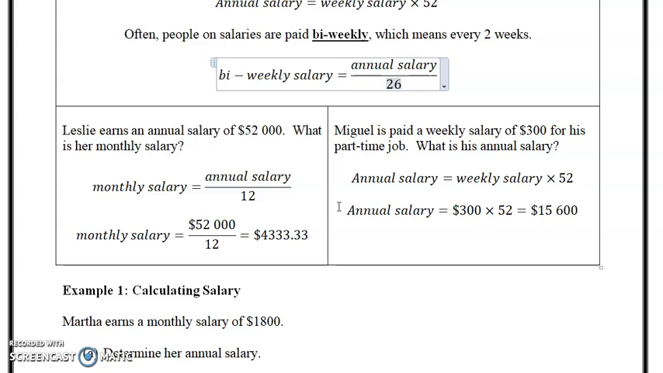It says Miguel is paid a salary of $300 for his part-time job. What is his annual salary? So the annual salary would be the weekly salary times 52, $300 per week multiplied by 52 is $15,600. All right. Let's calculate each salary in example 1.